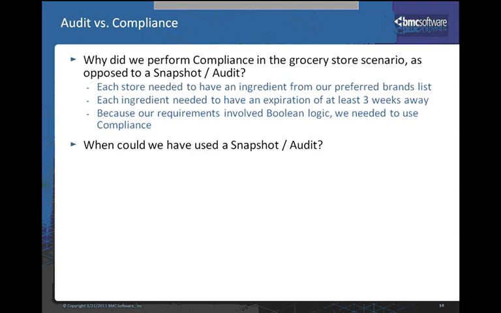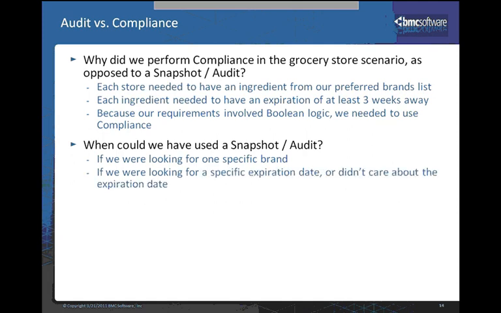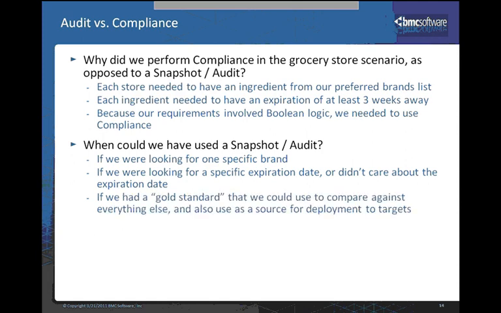So when could we have used snapshot audit? Now we know when we need to run compliance. Well, when could we use a snapshot audit? If we were looking for a specific brand, so if there was only one brand that we needed to use, or if we were looking for a specific expiration date, or if we had some gold standard, meaning here's products 1 through 10, and just make sure these products 1 through 10 exist on all our targets, and we could even use that as a source for deployment to other targets. Or, say an example of IIS, if there was a specific directory, and we could snapshot that on a gold server, and then run that in an audit against our targets, then we could use a snapshot audit scenario.